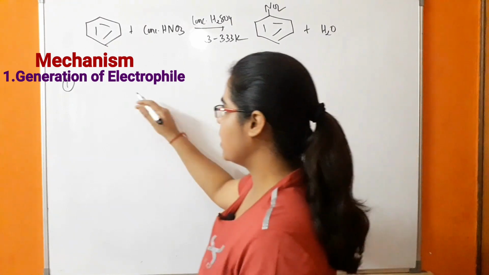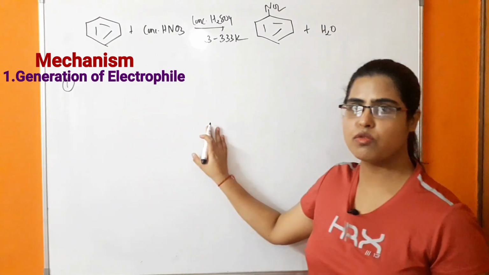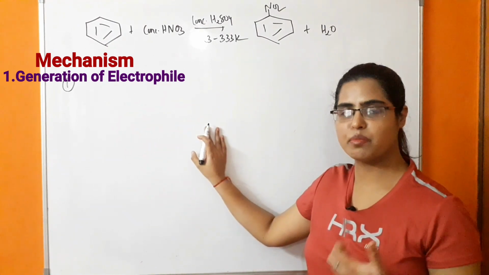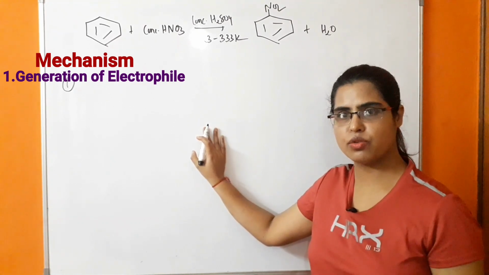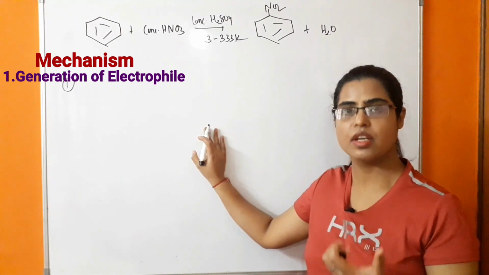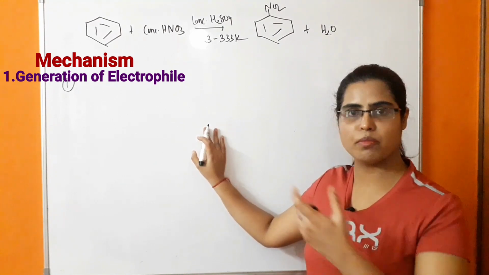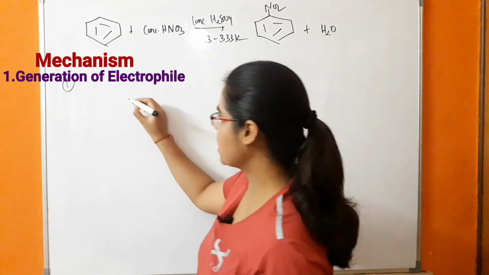So what is happening in this case? H2SO4 will release H plus ion. It means it is behaving as an acid, whereas concentrated HNO3 is behaving as a base, which is abstracting H plus from the H2SO4. So what is happening in this case?